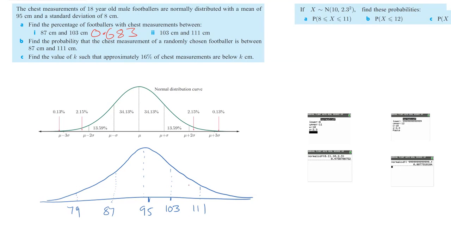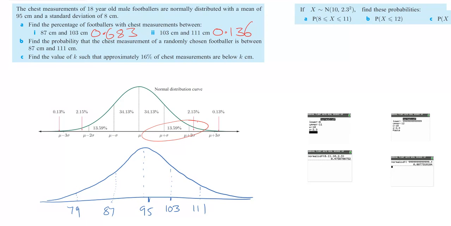Okay. Next one is the probability of being between 103 and 111. So in our diagram, we're looking at this particular area here, but we can see clearly already that's going to be a probability of 13.59%. So if I was writing that as a decimal, it would be 0.136.